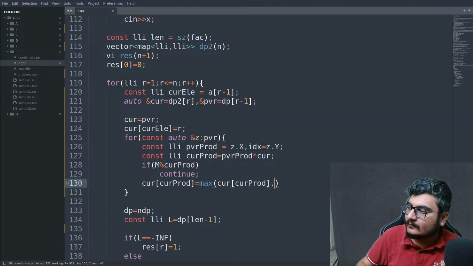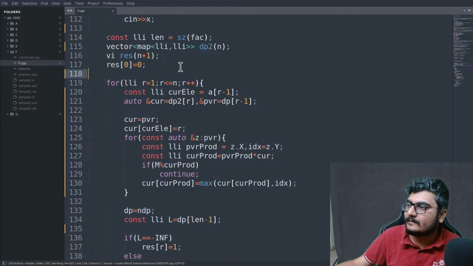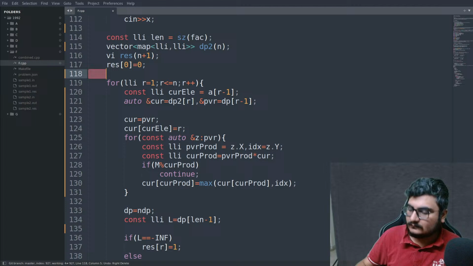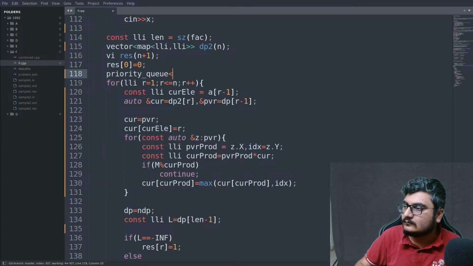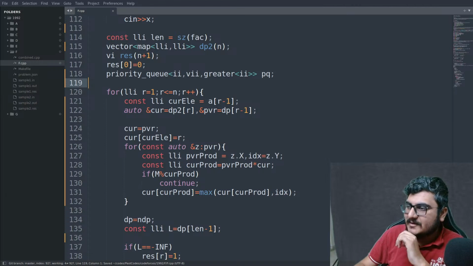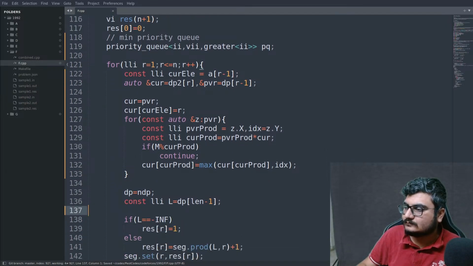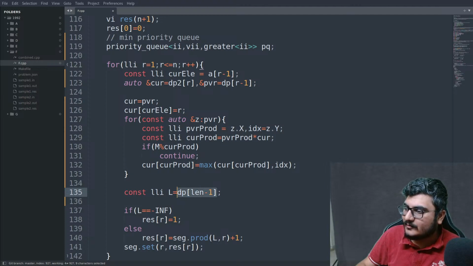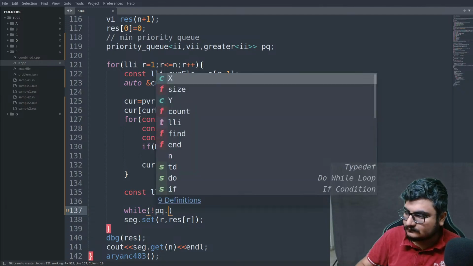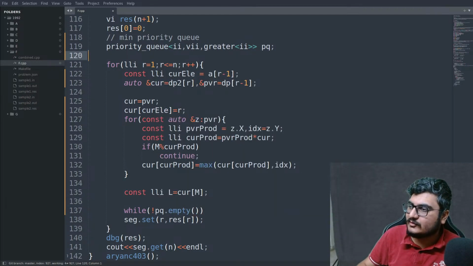Current product, comma, whatever index we have. This is the min priority queue. And the maximum index up to which we can go would be current into whatever value of M we have. We should also push 0 here. Priority queue will never be empty, to be honest.